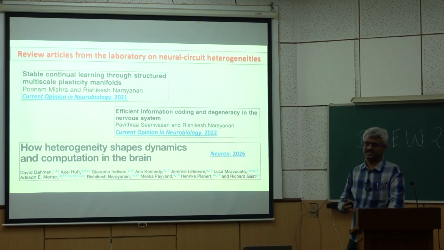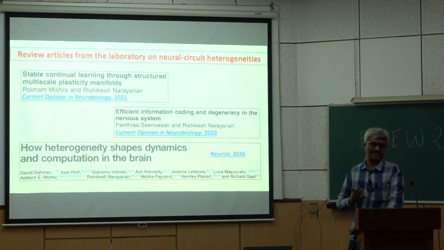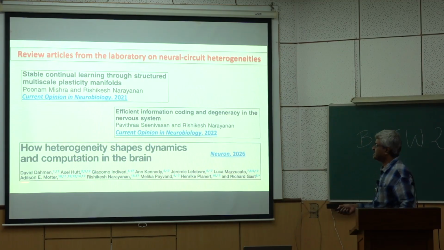What happens to heterogeneities in a neuromorphic system? What happens when there are heterogeneities in oscillatory systems, and so on. So there are very different perspectives.